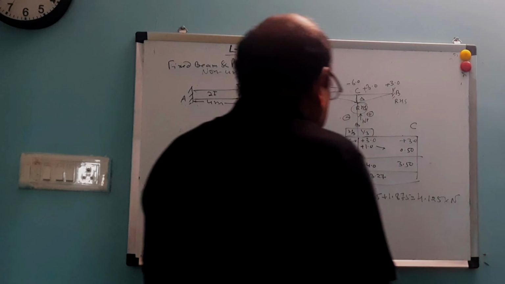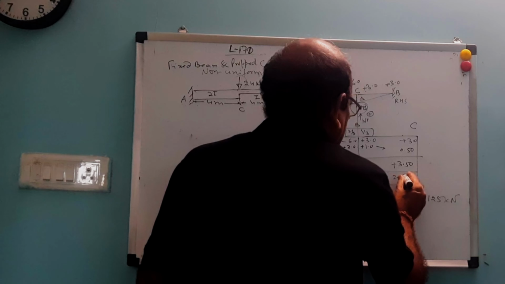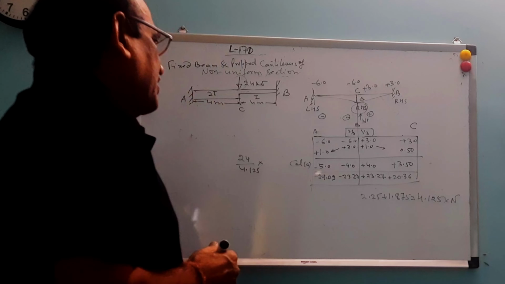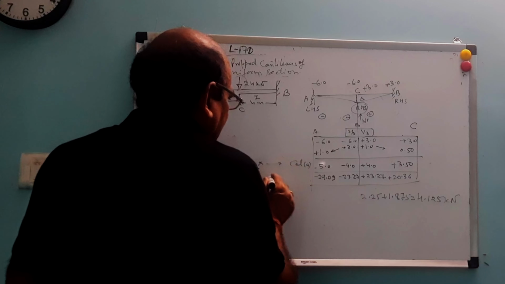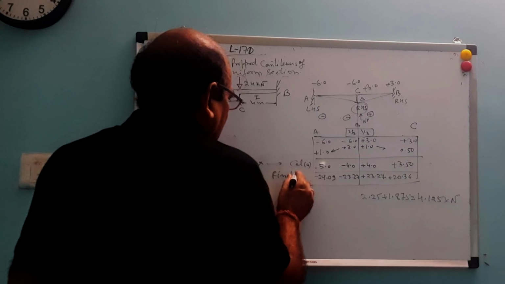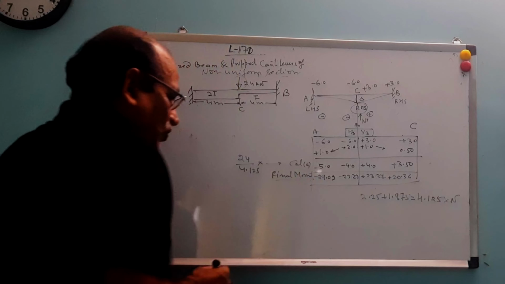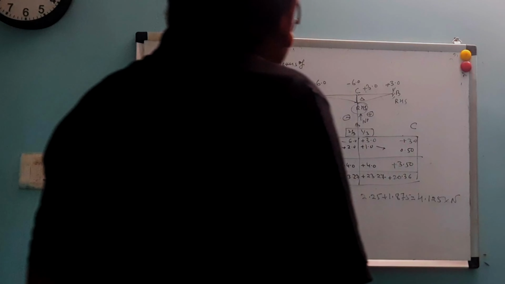20.36. This is plus 20.36. So these are the moments. These are the final moments, which is gained by multiplying this. This is the final moment. ये आपके final moment हो गए. This is your final moment. Try to understand. These are the final moments.